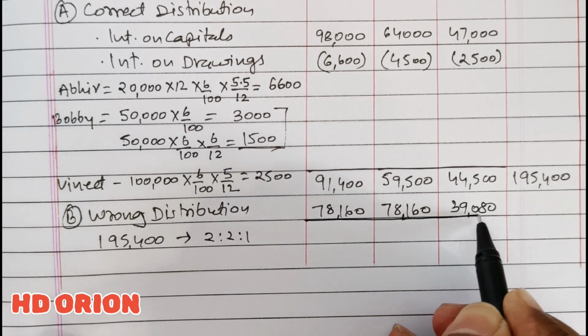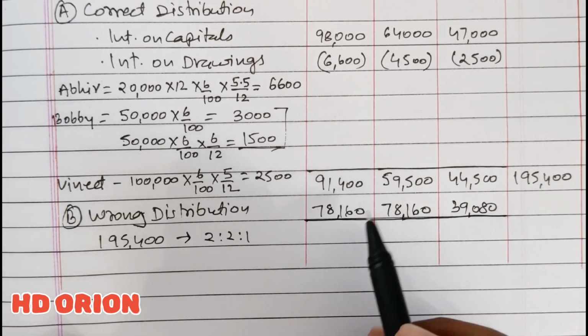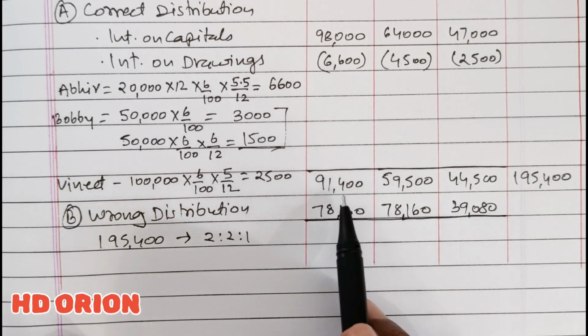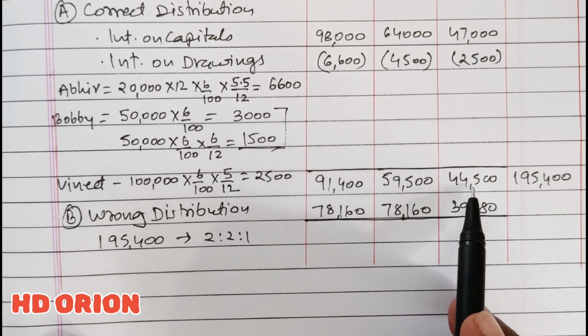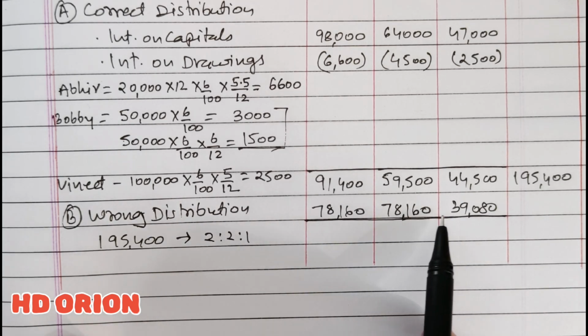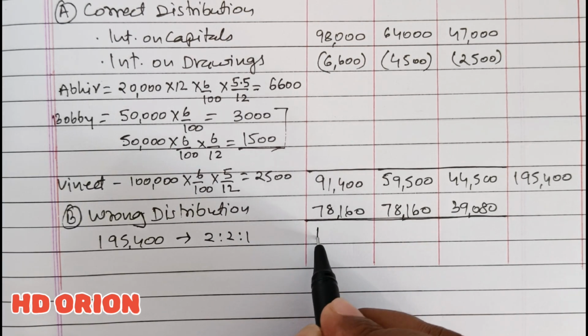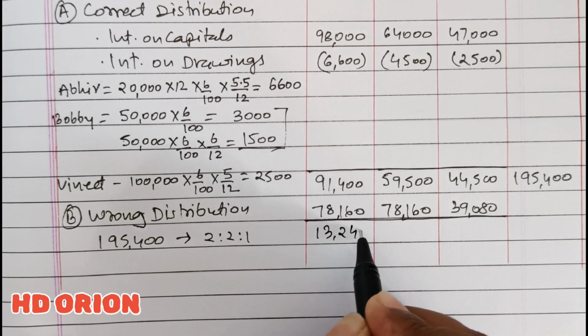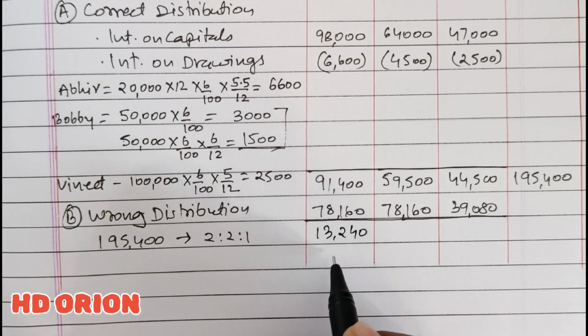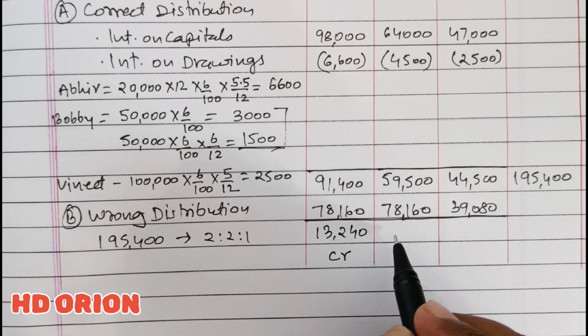Now when you compare both the figures, these are the figures which they were actually supposed to receive, and by mistake they have received this figure. So when you subtract it, you get 13,240, and it is a positive figure, so it is to be credited. Dena hai, means we have to give more to them.